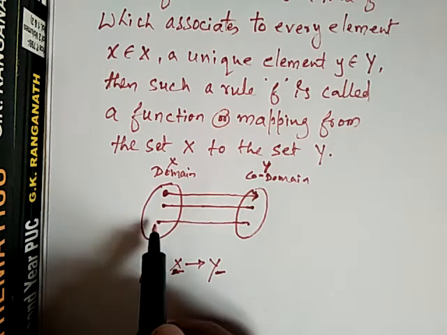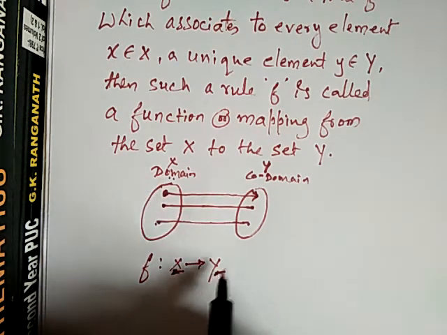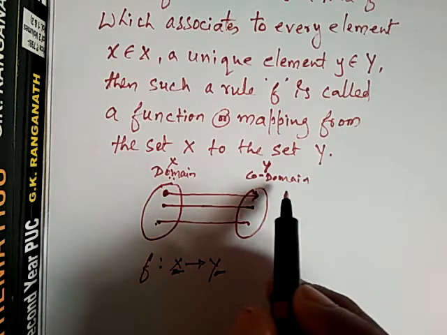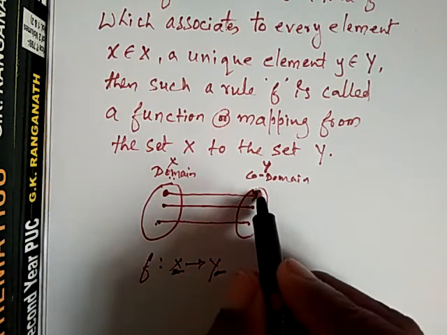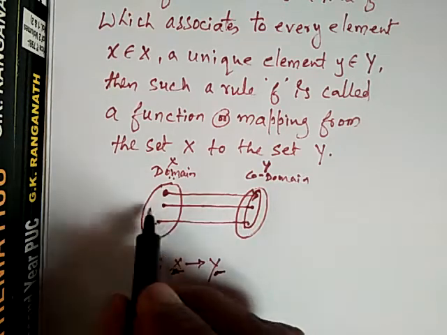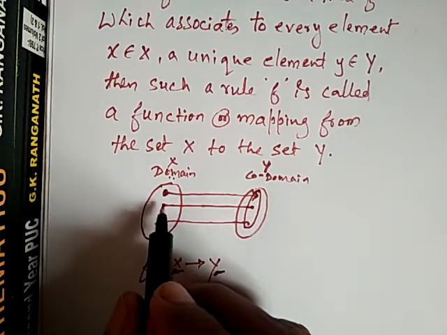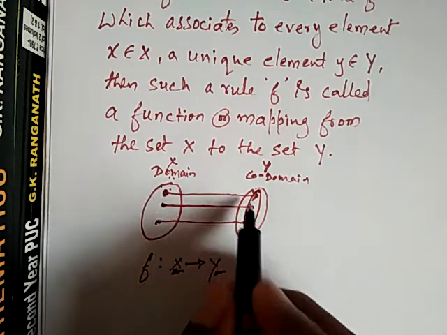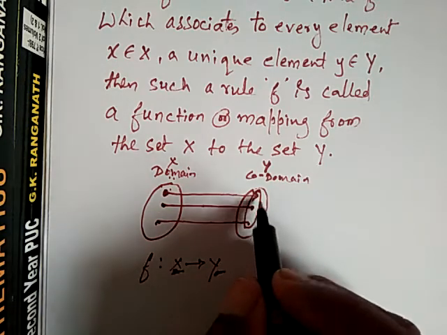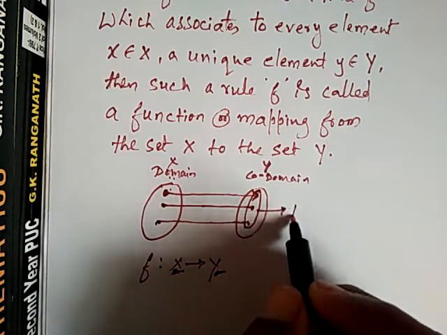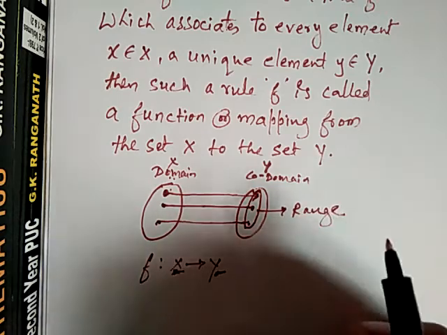The elements of X are known as the domain, the elements of Y are known as the codomain. And these elements which are associated with the elements of X, when we put in the values of X, you get these answers. These elements are what we call the range.